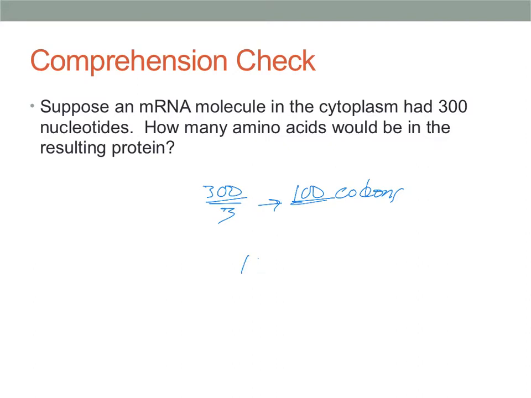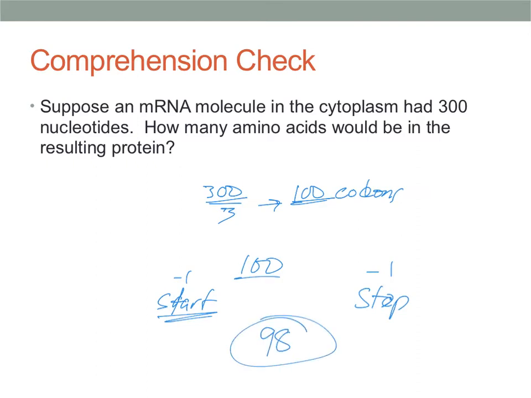Of this 100, the first one is a start codon, and the last one is a stop codon. So if we have 100 total, minus 1 for start and minus 1 for stop, how many amino acids would be in the resulting protein? 98.